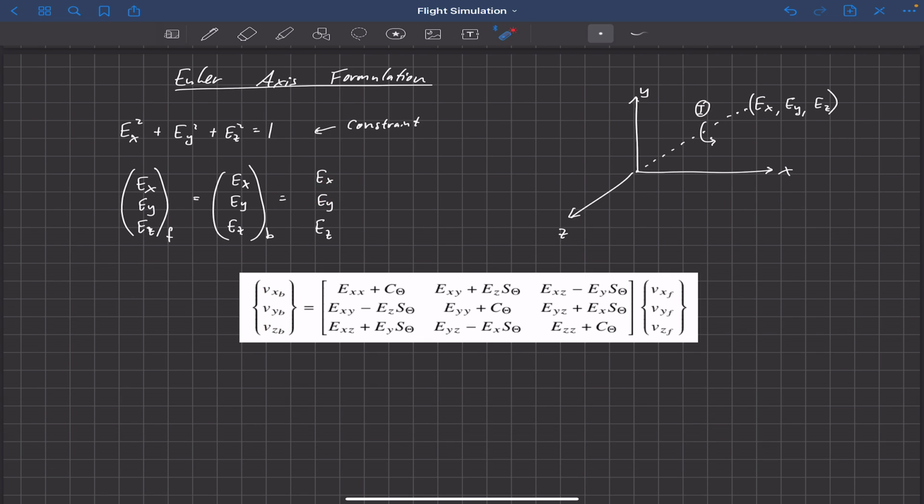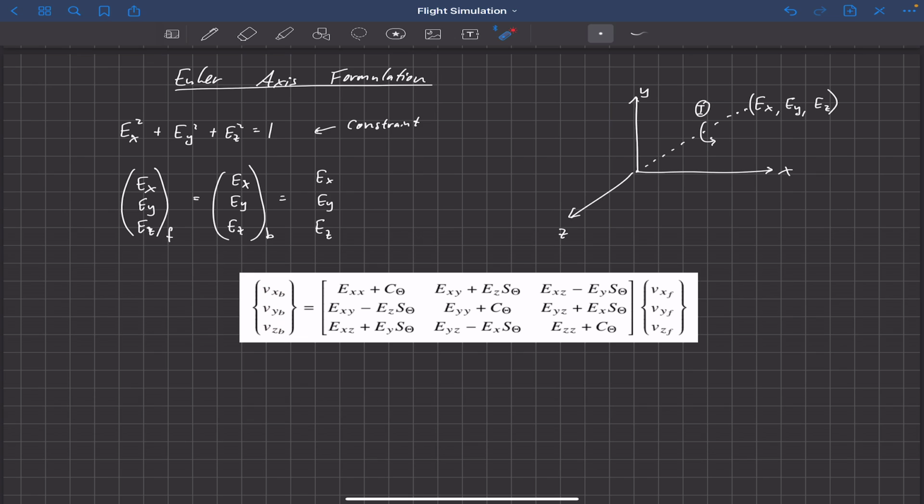If you know EX, EY, EZ, and theta, the rotation angle about that, then you can compute the components of one vector that we know on the Earth fixed into the body fixed. So, for example, we would use this transformation to figure out what the weight vector is on board the aircraft, based off of its orientation. In the Earth fixed coordinate system, that's always pointing towards the center of the Earth. So we know what that is, and then based off of this orientation from the Euler axis formulation, we can figure out where the weight vector is pointing on board the aircraft, okay?